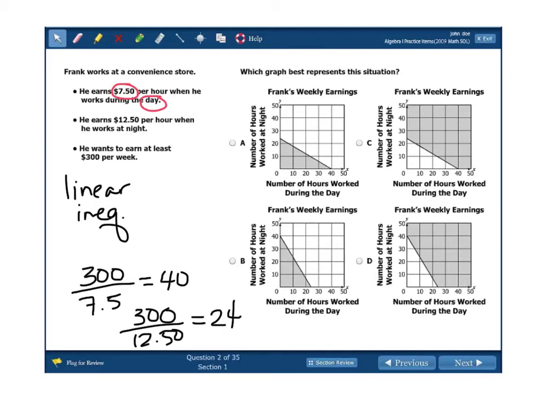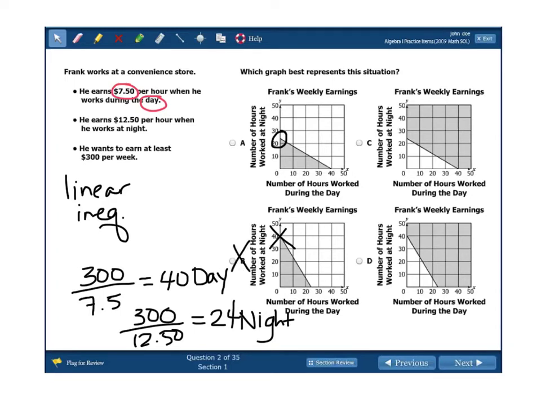So if our friend here, Frank, good old Frank, is working only during the day, he has to work 40 hours, and only at night he has to work 24 hours. So let's take a look here. Nighttime is your y-axis, 24 hours at night. Let's find that. Well, this one's 24 hours at night. This one's not.